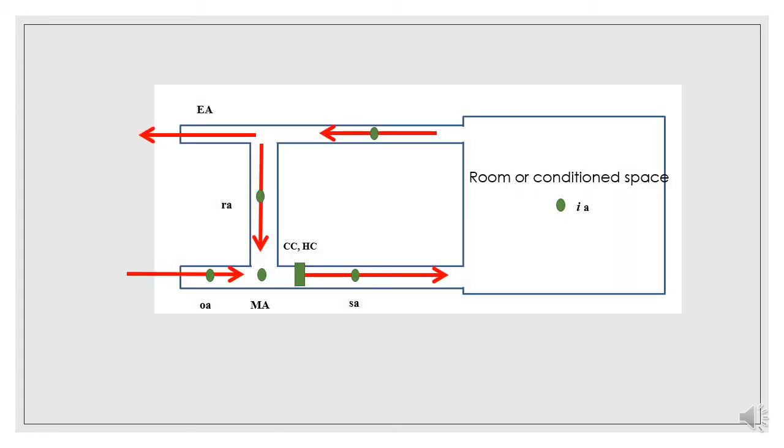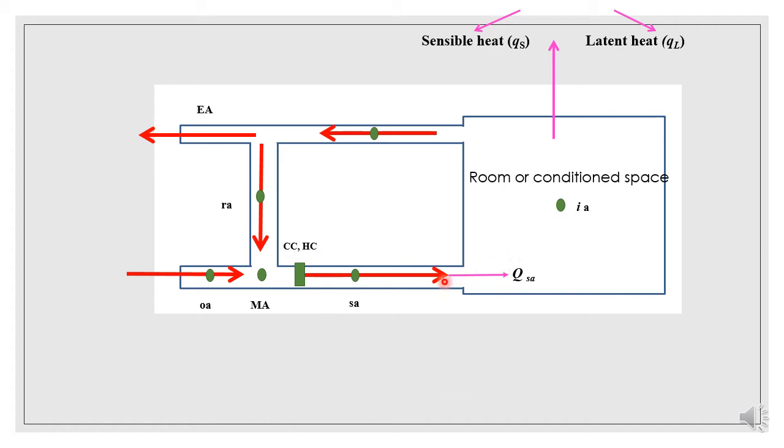Right, now let's look at this figure. We have the conditioned space, and we have several points whereby there is exhaust air, outdoor air, mixed air, and also the supplied air. Here is a cooling coil and also the heating coil. It is very important to know that there are two types of heat that have to be overcome in order to cool a space, which are sensible heat and also latent heat.